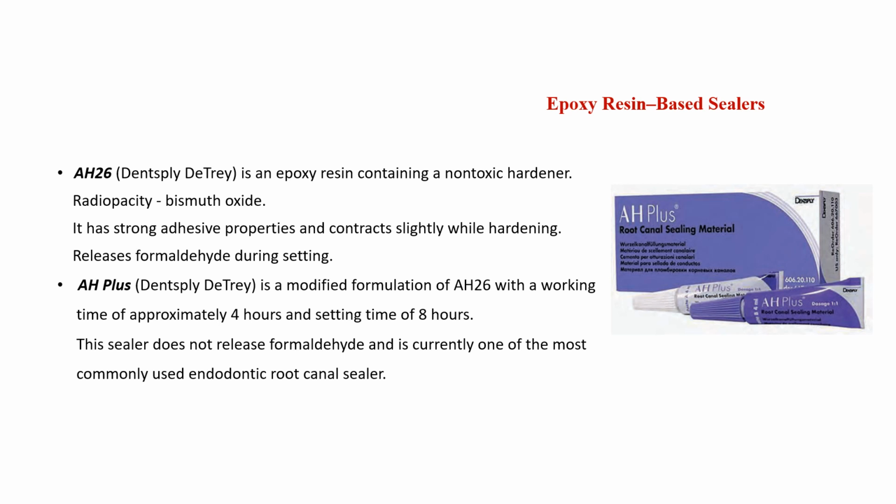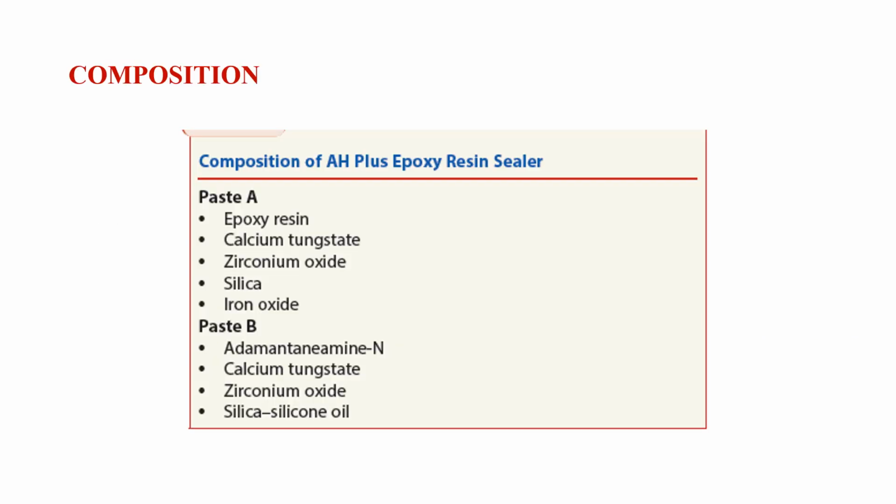And we have AH Plus. It is a modified formulation of AH26 with a working time of approximately 4 hours and setting time of 8 hours. This sealer does not release formaldehyde and is currently one of the most commonly used endodontic root canal sealers after zinc oxide based sealer. And now we have the composition of AH Plus sealer. Since it's most commonly used when compared to AH26, the only disadvantage of AH26 is that it releases formaldehyde.